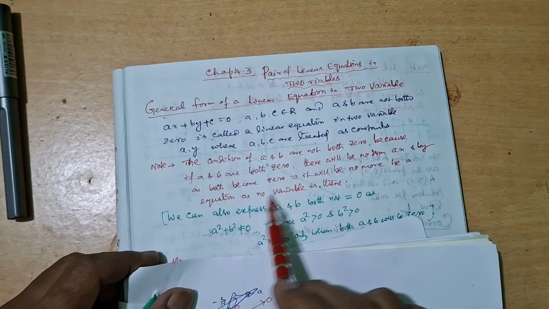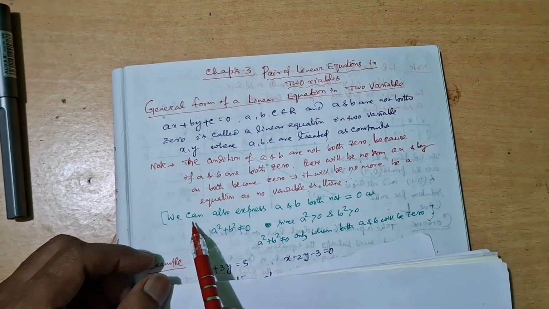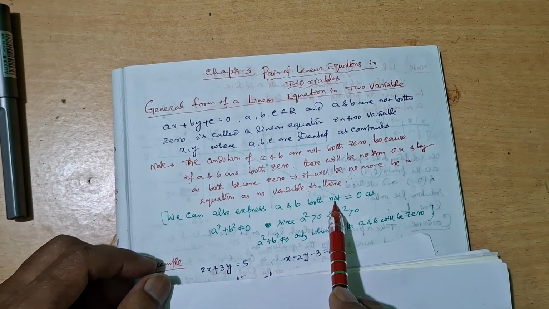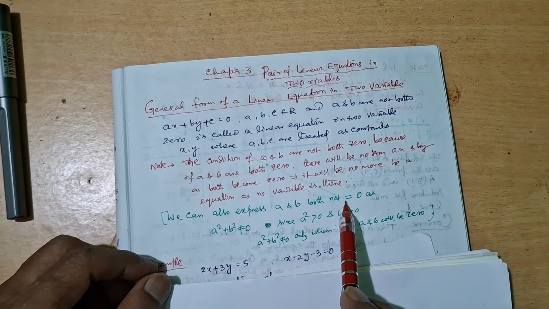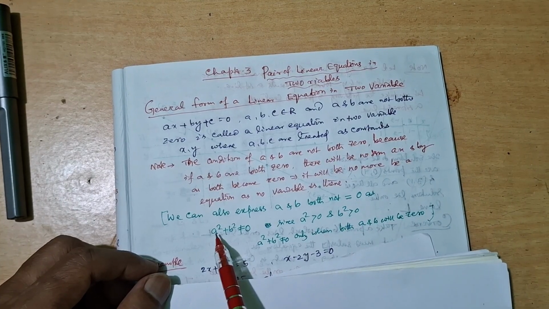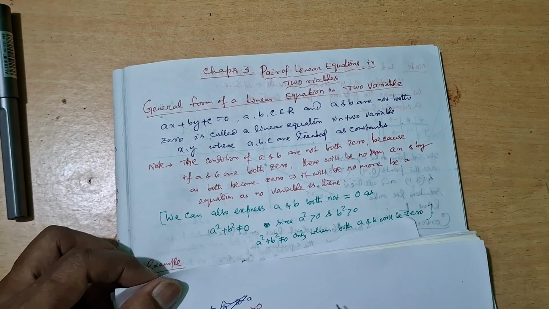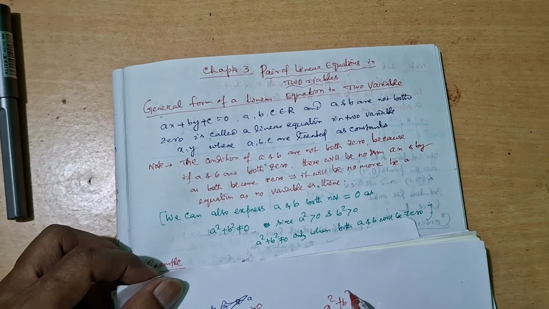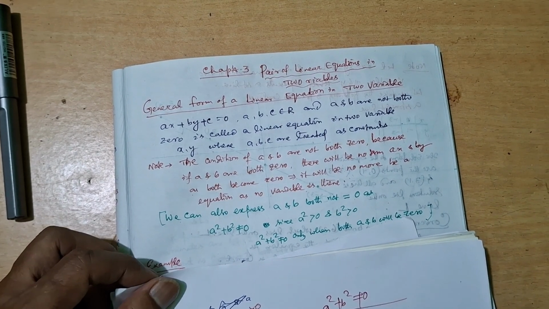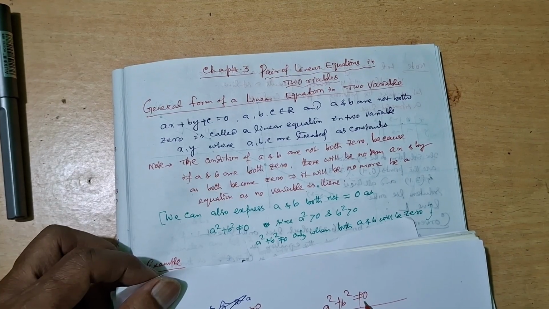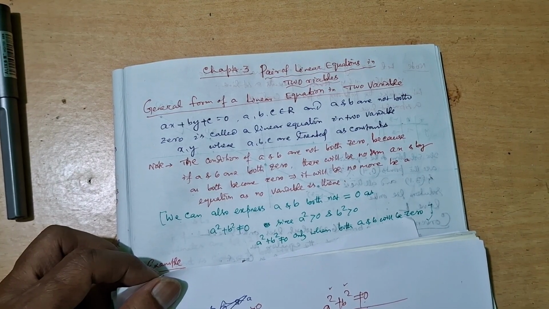This condition is described here. We can also express that a and b are both not equal to 0 as a² + b² ≠ 0. a² + b² is equal to 0 only when a is equal to 0 and b is equal to 0. Otherwise, in no case will a² + b² be 0.